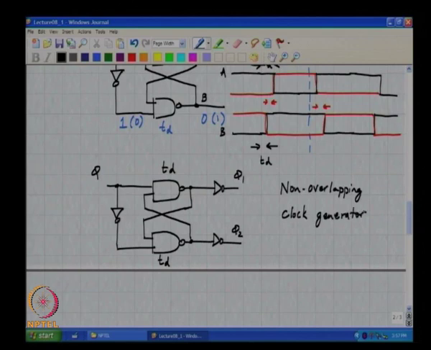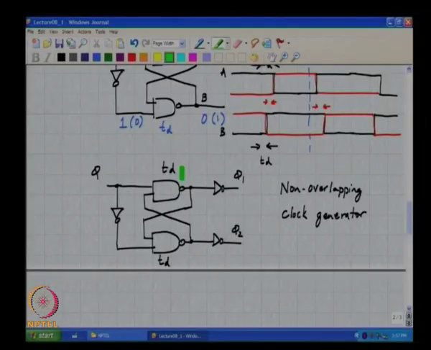And how do you generate phi 1 bar and phi 2 bar from this? Just use inverters, okay, and the understanding is that these are the signals which are giving you the non-overlap.